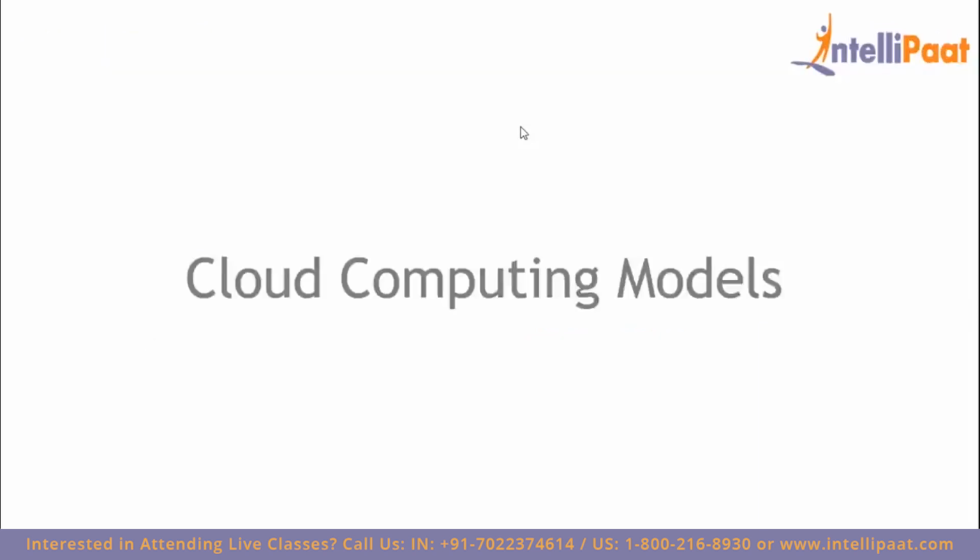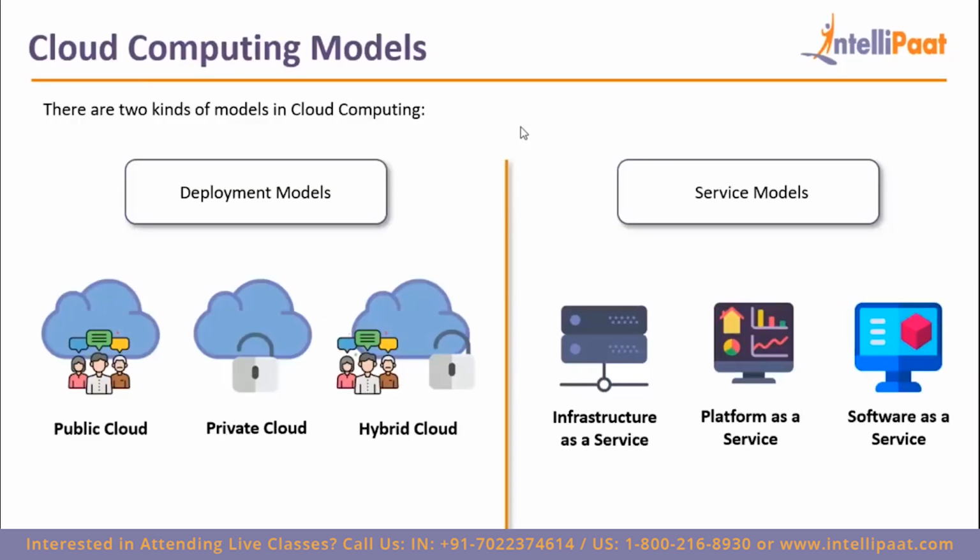So now you know. Moving further, guys, let's talk about the cloud computing models. What are the different kinds of models in cloud computing, and what are models exactly? Cloud computing is basically divided into two kinds of models. The first is the deployment model, and the second is the service model. The way you can deploy on cloud has 3 ways to it, and the way you can access services on cloud has again 3 ways to it.